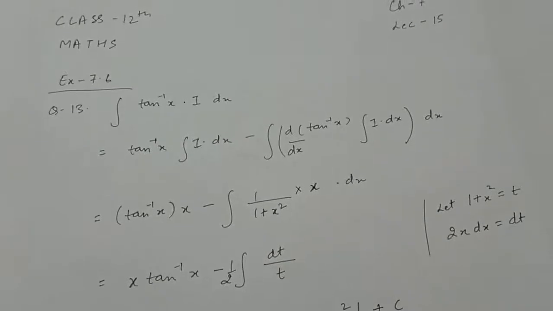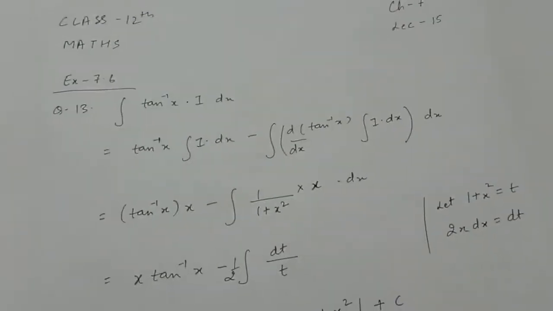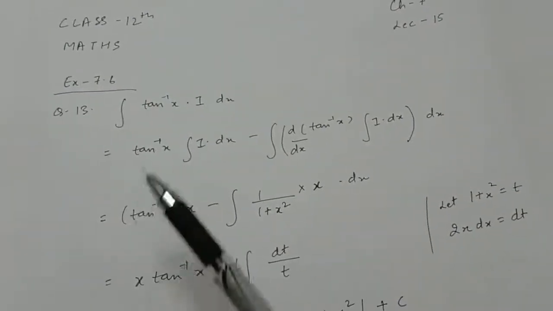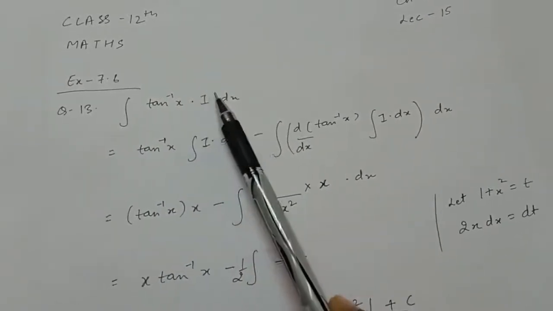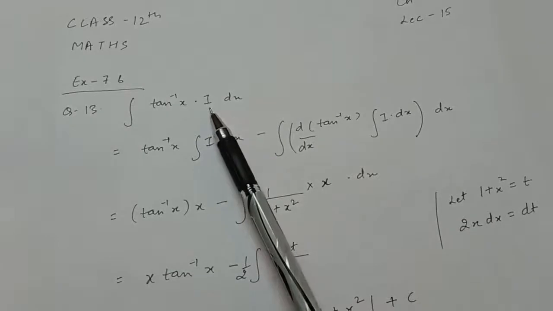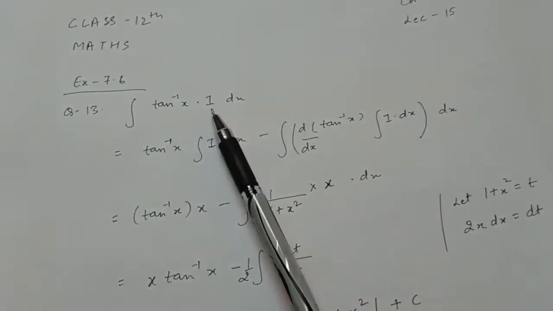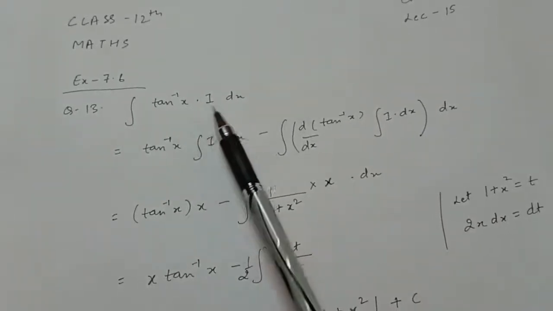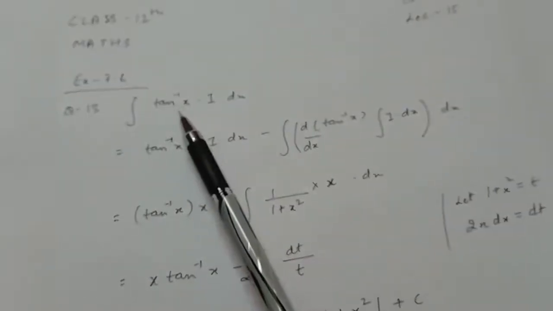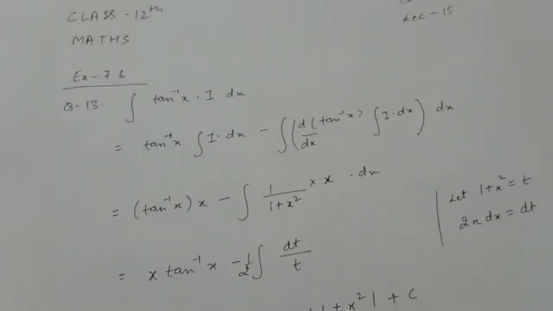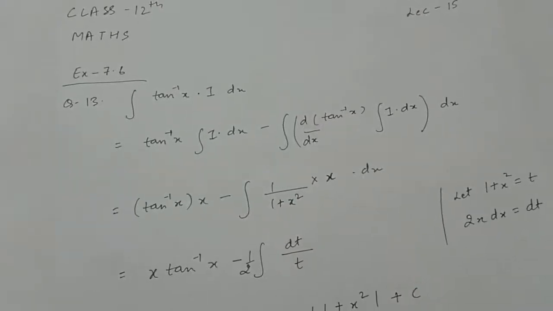So question number 13 is the integral of tan inverse x. Now see, there is no second function given to us, therefore we will treat 1 as the second function here. Now apply integration by parts, taking 1 as the second function and tan inverse x as the first function f(x), because we don't know the integral of tan inverse x.